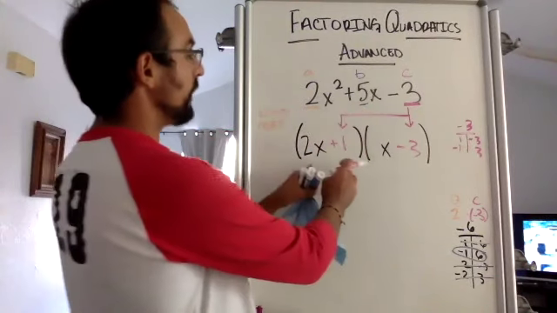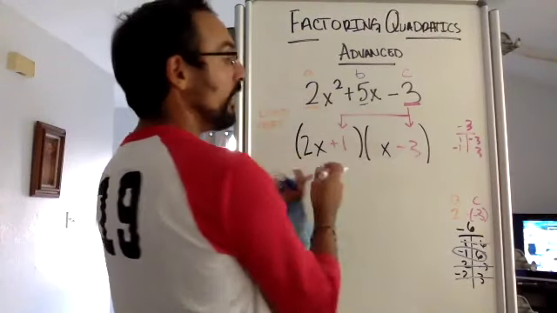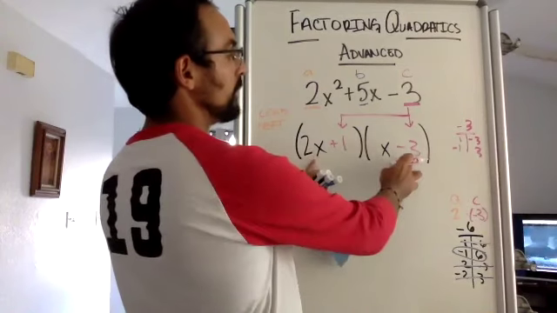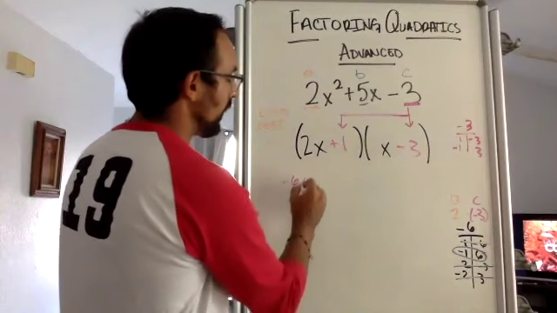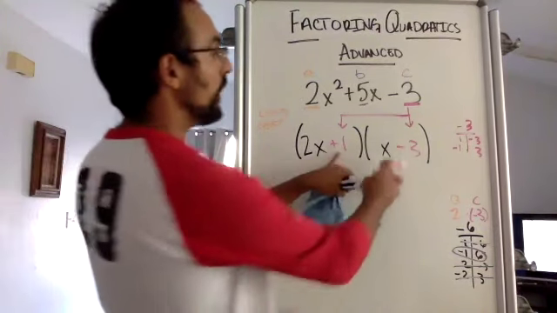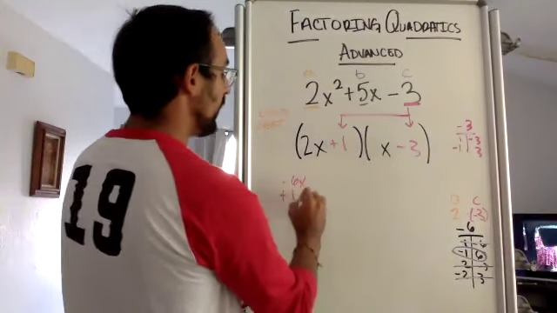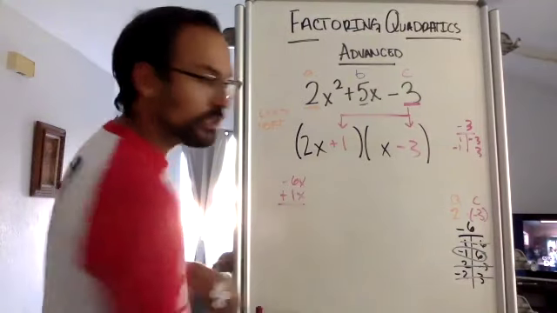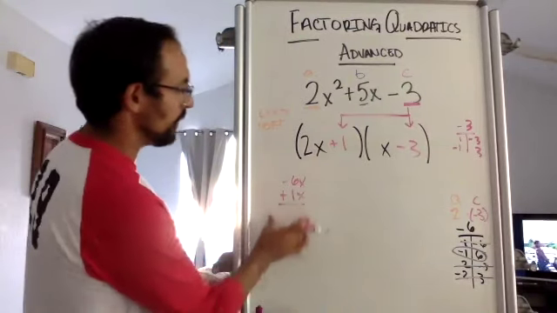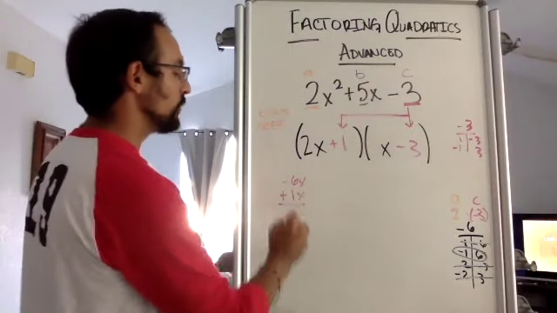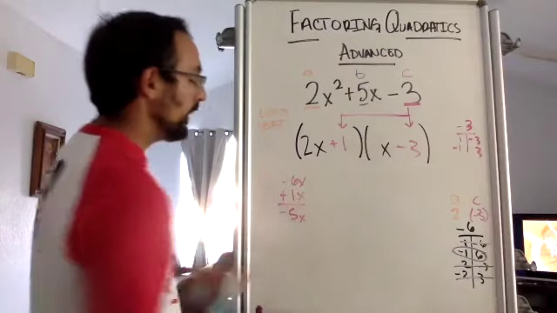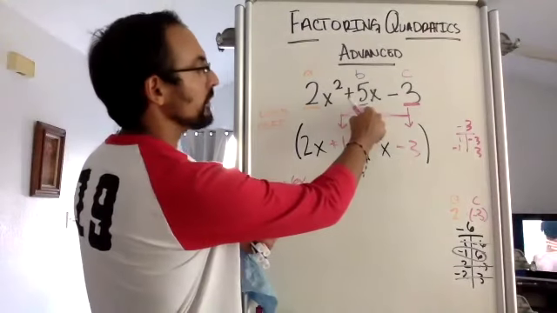So what happens if I leave this like this? Well, I'm going to multiply in my head. 2x times -3 gives me -6x. And then 1 and x give me +1x. When I add those up, I should be doing this in my head, but I'm doing this on the board for you right now until you get more comfortable. When I add up -6x plus 1x, I get -5x. This is not my middle term, but it is close.